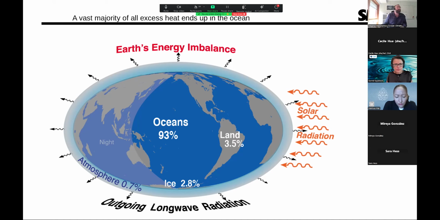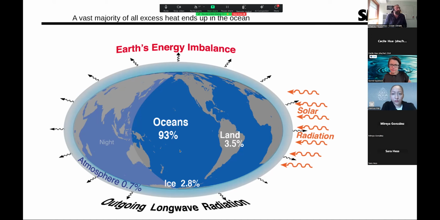And the effect of this energy surplus, or the excess energy, is that things become warmer. And what you see here is the percentage: where does this heat end up? The vast majority of all this excess heat ends up in the ocean, around 93%. 3.5% goes into warming the land, 2.8% to melting ice, and only around 0.7% warms the atmosphere.